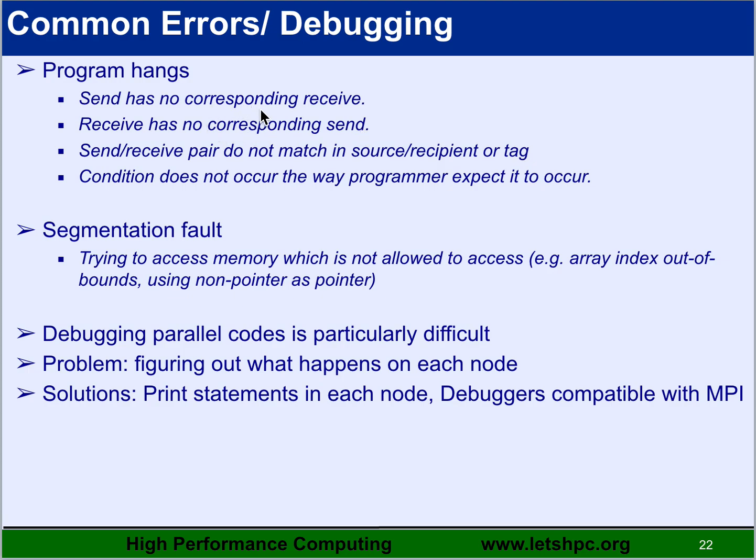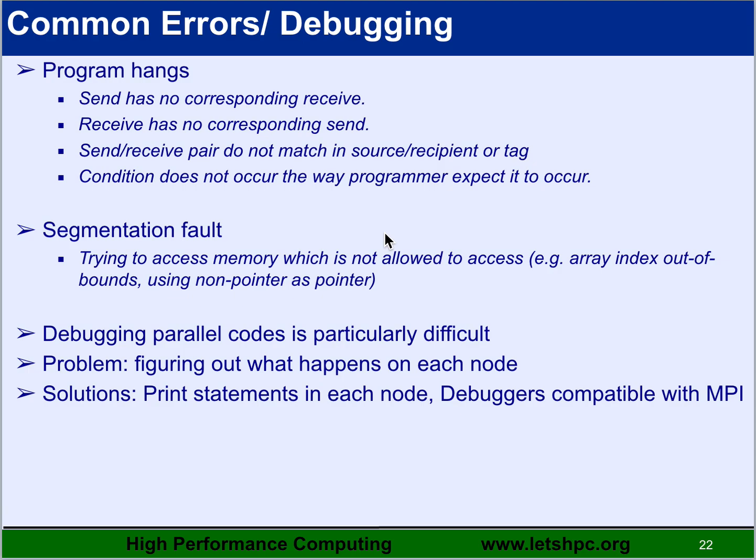So the programmer has to make sure that if there is a send, there has to be a corresponding receive, and vice versa. Other problems which may occur are that the send-receive pair does not match, or the tags do not match. Then, we may have put some condition in terms of rank, or process ID, and it never occurs the way we expect it to occur. That can also lead to some kind of deadlock, or the program can hang.